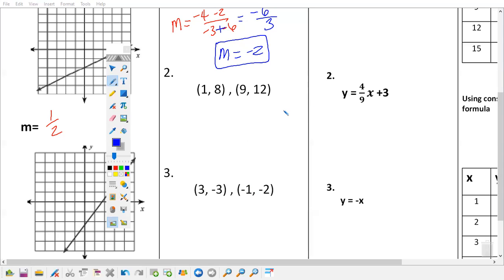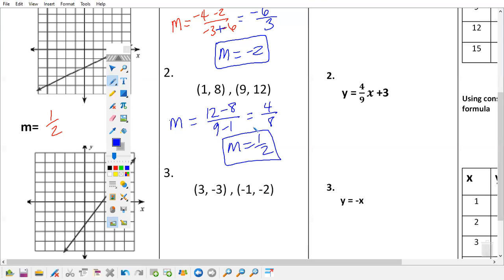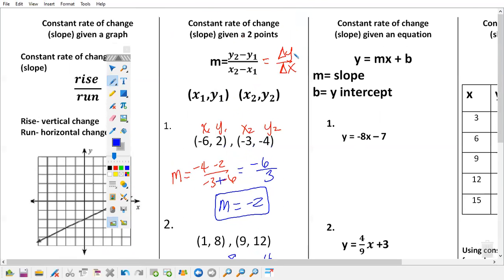All right, let's see what we got. So for number 2, what'd you get? 0. Okay. 2. Negative 2. Whoa, why am I getting all these different answers? Oh, wait, no, that's. Oh, yeah. Okay, so we had 12 minus 8 over 9 minus 1. Oh, wait. X is on the bottom. 9 minus 1. So your slope is 1/2. Okay. No. Changing, delta y over delta x.